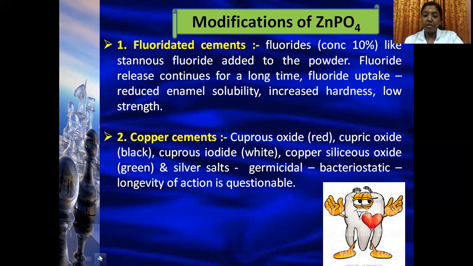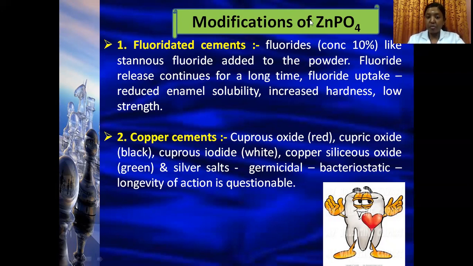Coming to copper-based zinc phosphate cement, so here the copper compounds added are mainly your cuprous oxide, which is red in color, cupric oxide, which is black in color, cuprous iodide, white, then copper silicious oxide, which is green, and silver salts. So when copper is added to zinc phosphate powder, the main advantage is germicidal. It has got a bacteriostatic action, in the sense it prevents the multiplication of the bacteria. However, the longevity of this antibacterial action is questionable.